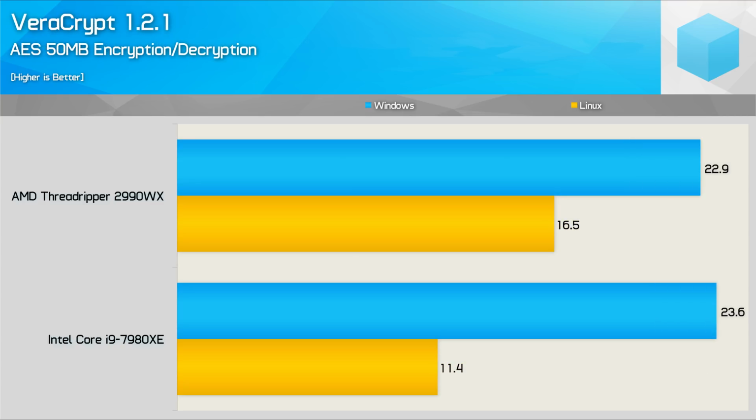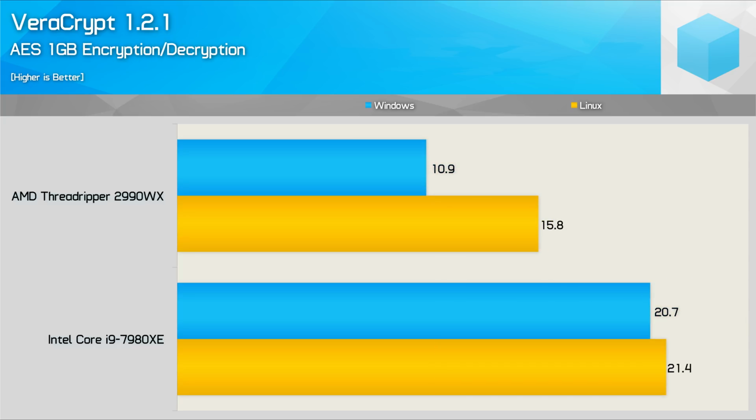The 2990WX also struggled in our VeraCrypt benchmark, and we find the same odd results with Linux. For the 50 megabyte test, the 2990WX was slightly slower than the 7980XE when using Windows 10. That said, compared to the performance results on Windows 10, Linux actually tanks performance, particularly for the 7980XE. But where the 2990WX really struggled on Windows was for the memory intensive 1 gigabyte test. Here it offered half the performance of the 7980XE. This result was improved on Linux, but even so, the 7980XE was still 35% faster. So the 1 gigabyte results are roughly what we're expecting to find, but I'm not quite sure what's going on with the 50 megabyte results for Linux though.